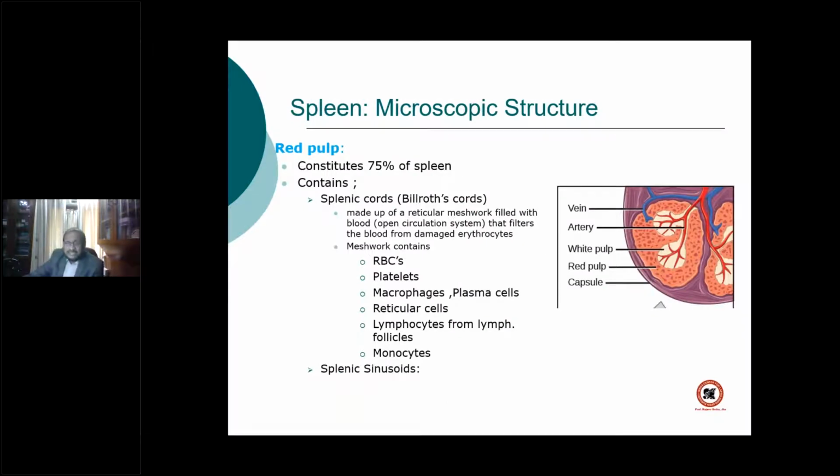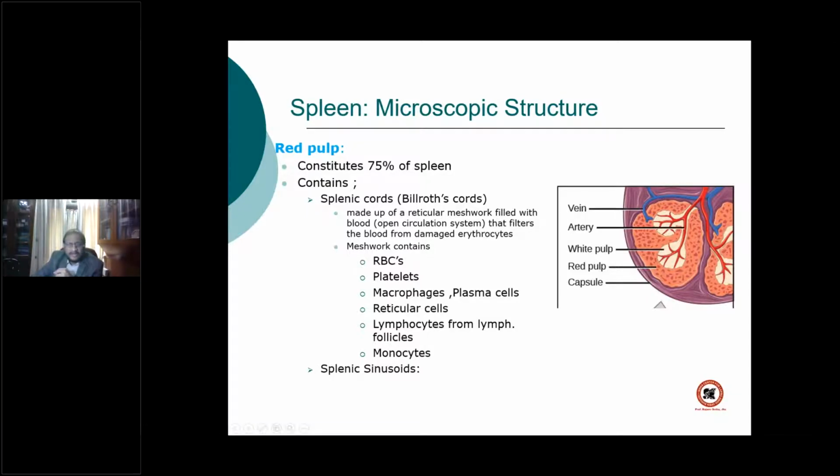Now, once it has discharged its contents into the pulp, it is the red pulp. And that red pulp constitutes 75% of the spleen. So remember, the red pulp is 75%, the rest 25% is the white pulp and the marginal zone. That basically tells us that most of the spleen is made up of tissue which is red pulp, rich in RBCs, platelets, and like cells. What does this red pulp contain?